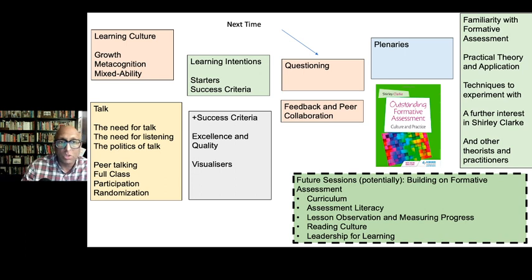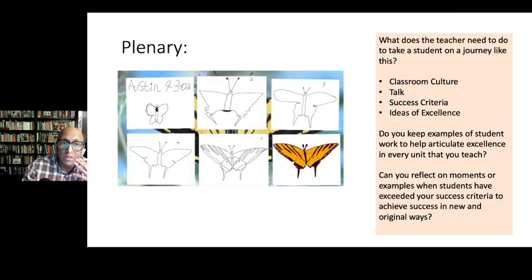So next time we're going to look at questioning. Again, we're looking at Shirley Clarke's book, Outstanding Formative Assessment. And for my plenary, I'm just going to bring you back to Austin's Butterfly, and look at it and think about what does a teacher need to do to take a student on a journey like this in terms of classroom culture, talk, success criteria, and ideas of excellence. What are you doing in your class to make something like this happen?